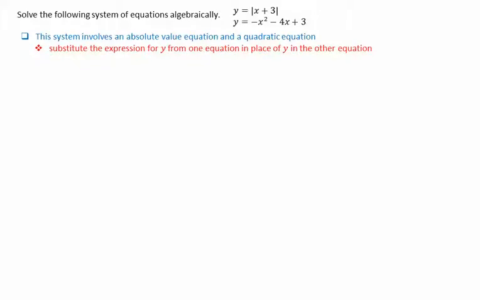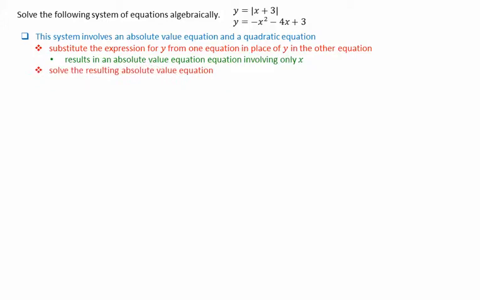Solve the following system of equations algebraically. This system involves an absolute value equation and a quadratic equation. Here, we will substitute the expression for y from one equation in place of y in the other equation. This will result in an absolute value equation involving only x.